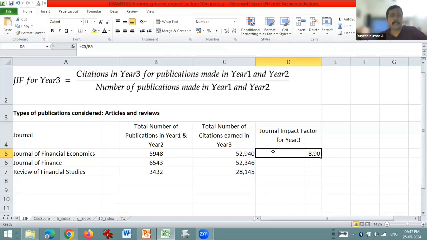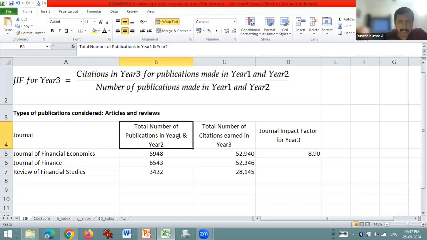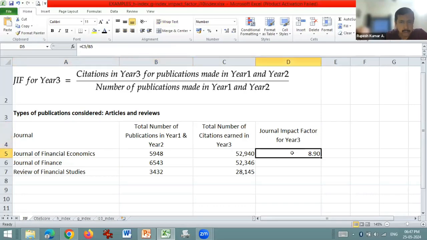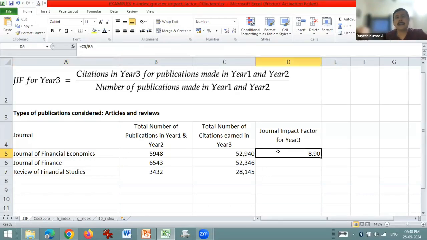Fine. So I hope you are getting the point. So 8.90 refers to the average number of citations. Citation cannot be a fraction, so I can say 9. Citation can only be a whole number. So I can say it is 9. Each article published in this journal during the previous 2 years has earned 9 citations on an average. So statistically, if you submit your article to this journal and get it published, then you have the chance of earning roughly 9 citations for your article. That's the notion.